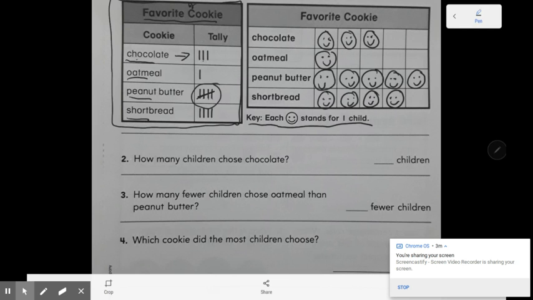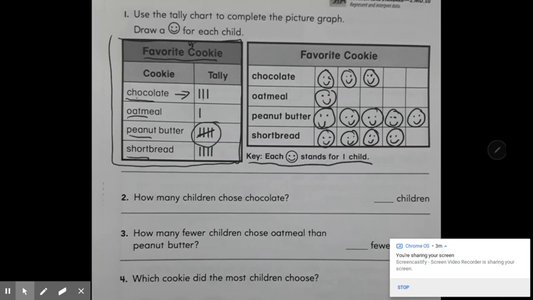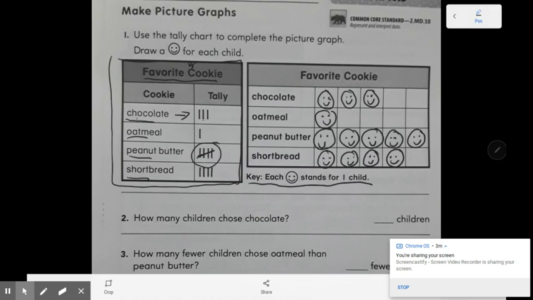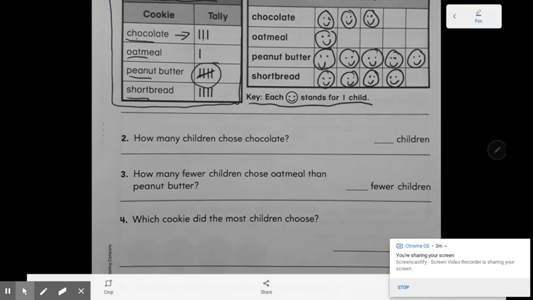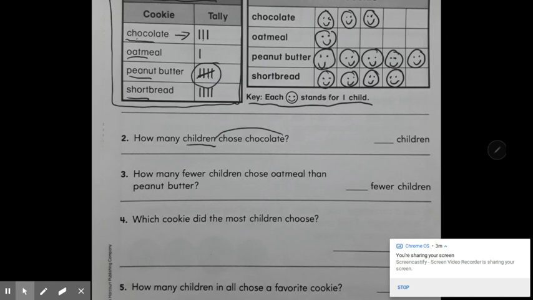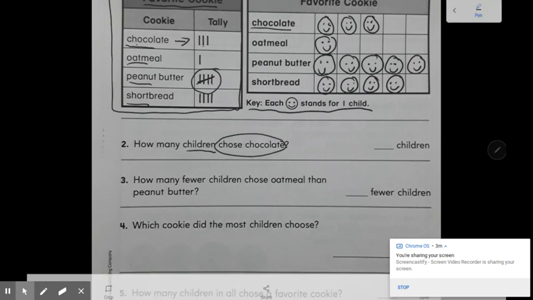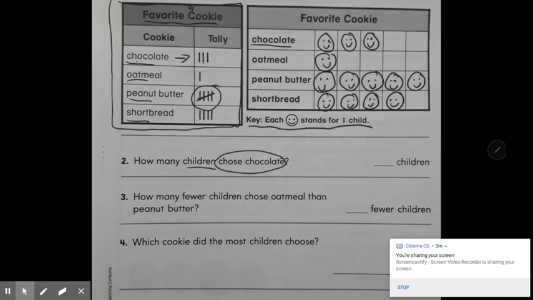Now, for question number 2, the first part was to create the chart. That was question number 1. That's why it starts with 2 now. Now we're going to use the graph to answer these questions. It says, how many children chose chocolate? So I have to go to the chocolate part and see how many children chose chocolate. And I count there's 1, 2, 3 faces. So I say 3 children.